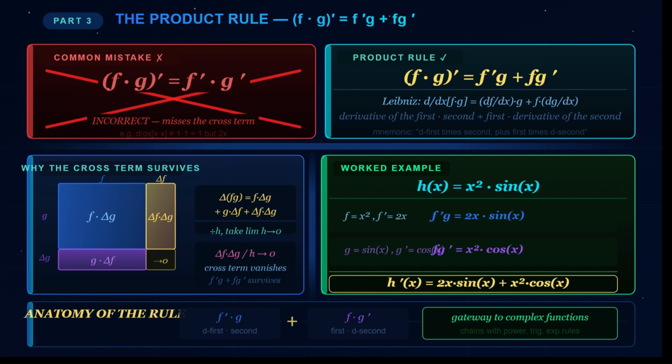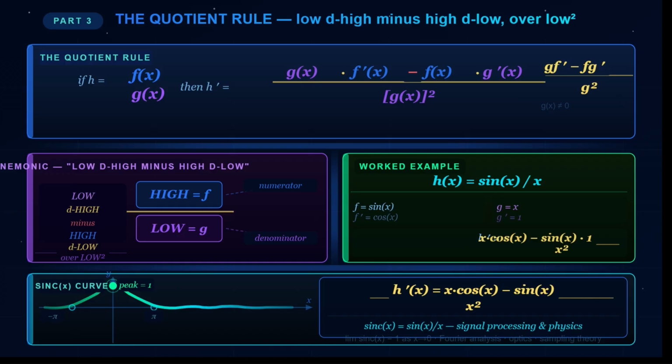The product rule becomes especially powerful when chained with other rules, and it is the gateway to differentiating increasingly complex functions built from simpler components. Just as the product rule handles multiplication, the quotient rule handles division.